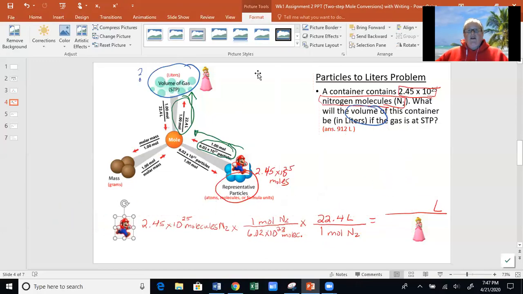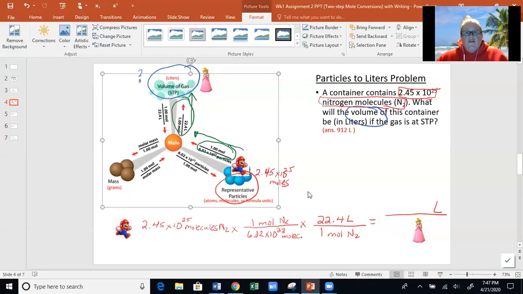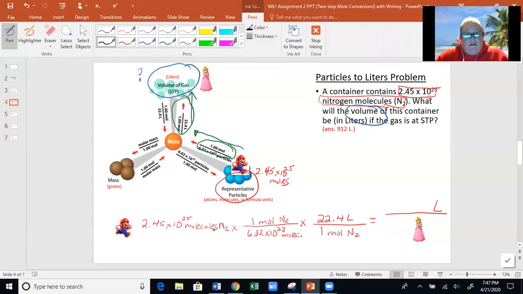Okay, now the very last thing that I want to add to this is, oh goodness, everything just moved, I want to show my unit conversion. So I'm going to show unit conversion with a pen. So I have my molecules, my unit cancellation. That's what I meant to say, unit conversion. So my molecules on the top and my molecules on the bottom will cancel. Moles of N2 on the top and moles of N2 on the bottom will cancel, and my final answer is in liters.